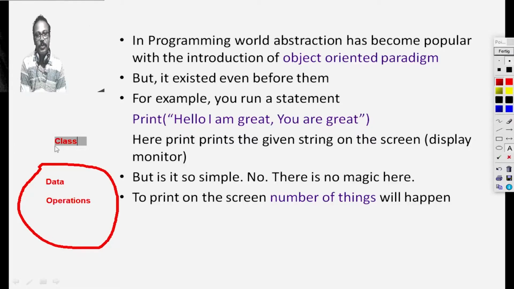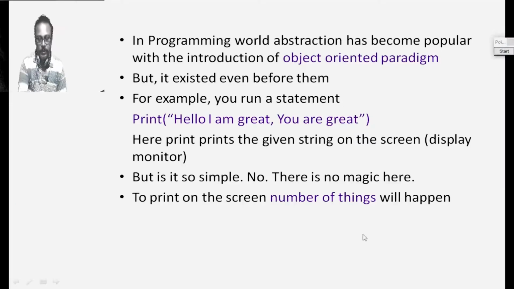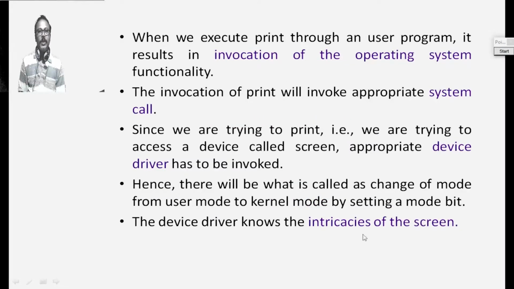But is it so simple? No. To print the string on the screen, a number of things will happen. Try to know how complex it is. When we execute print through a user program, it results in invocation of operating system functionality, because this device, the screen, the display, is not under the control of the user. It will be controlled by the operating system.